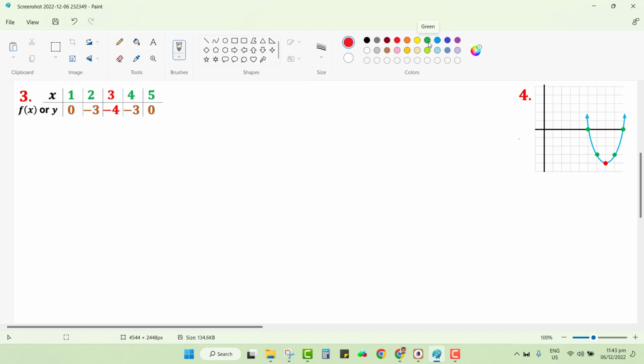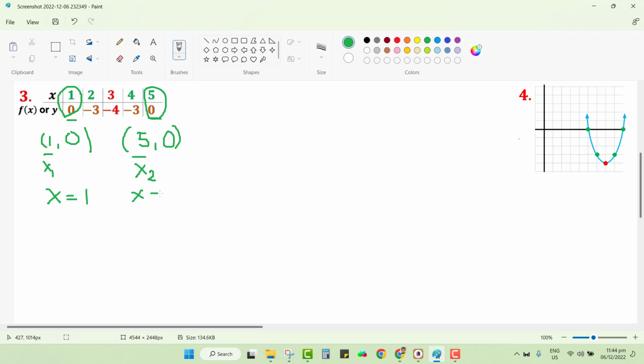That's for the concept, but just by the given, look into the values of f of x or y, and if those values are 0, that means the coordinates that represent them are what we call your intercepts. So our intercepts here are given to be 1, 0 and 5, 0. Same thing as number 1 and number 2. This is our first root, and this will be our second root. So our first root, x equals 1, and the second is x equals 5.